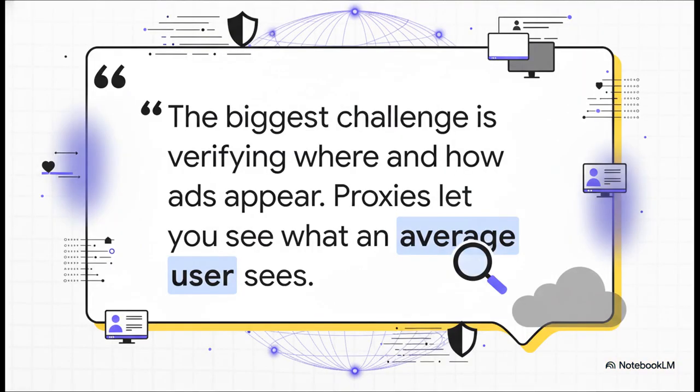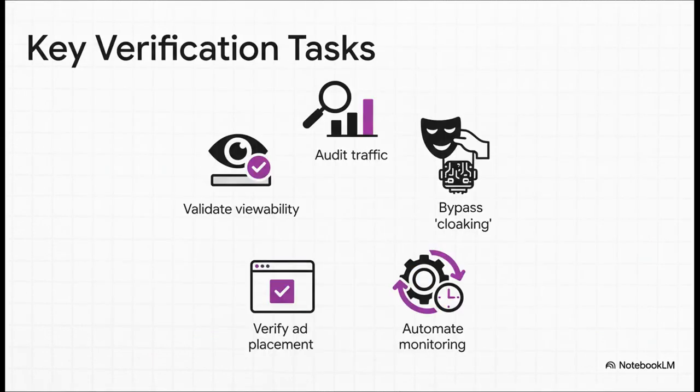This quote really just hits the nail on the head. The whole point of ad verification is to get true visibility. Without it, you're basically flying blind, trusting reports that could be totally made up. Proxies give you that on-the-ground, real-world view. Once you have proxies, you can unlock some really powerful verification techniques. You can audit traffic to see if a publisher's claims are legit. You can bypass cloaking, that's where fraudsters show one site to you and a fraudulent one to users. And you can run automated checks at a huge scale to validate ad placement and viewability across your entire campaign.